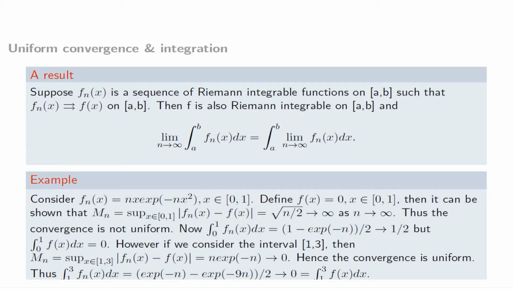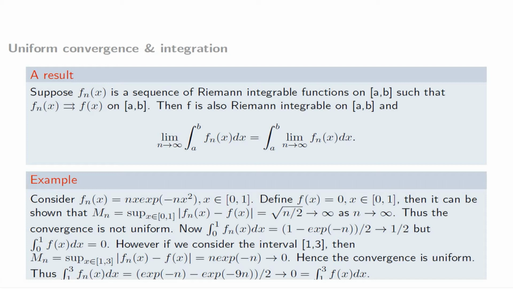So, for example, consider f_n(x) defined as n x e^(-n x^2) for x belonging to the closed interval [0, 1]. Now, in this case, it is already shown that f(x) comes out as 0, and we can show that M_n, which is the supremum of the absolute value of f_n(x) minus f(x) over the range [0, 1], comes out as square root of n by 2, which tends to infinity as n tends to infinity. Therefore, M_n does not tend to 0, and hence the convergence is not uniform.